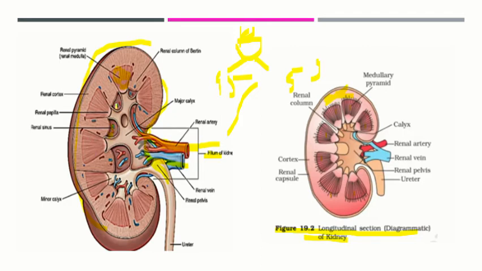These are called the calyx. Okay, so these are called the calyx. These are small temporary storage areas where urine is stored, and after that, the calyces drop all the urine into this structure. This is called the major calyx. Okay, this is called the major calyx.